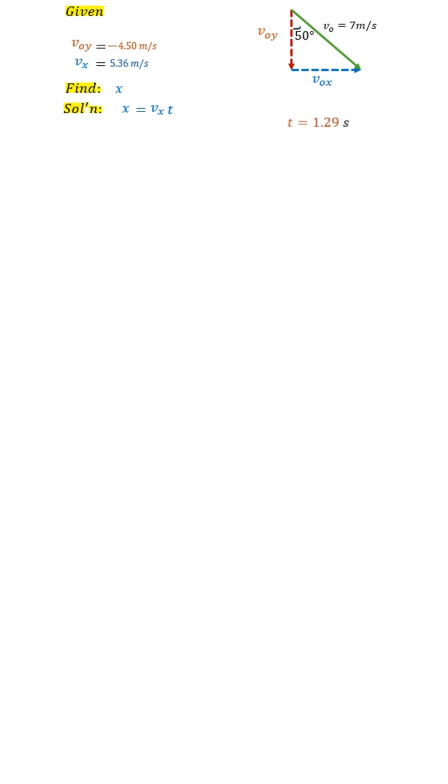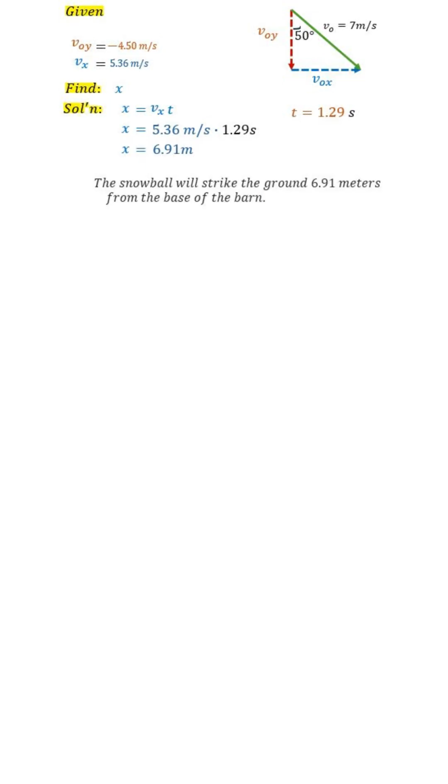The time that we get here is the time it will take the ball to fall 14 meters. This is also the time it moves in the horizontal, which leads us to the range. This gives us a range of 6.91 meters. We can already conclude the first question. The snowball will strike the ground 6.91 meters from the base of the barn.